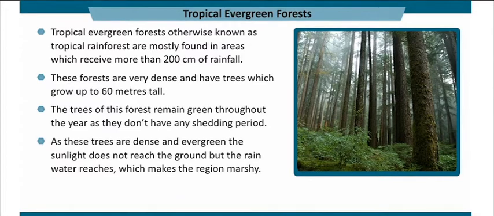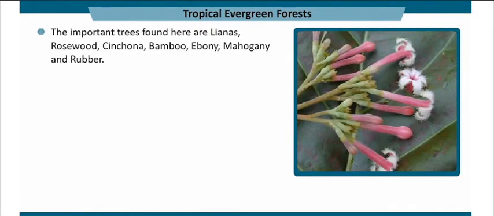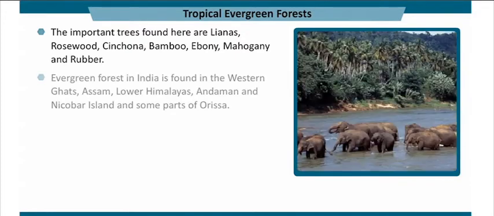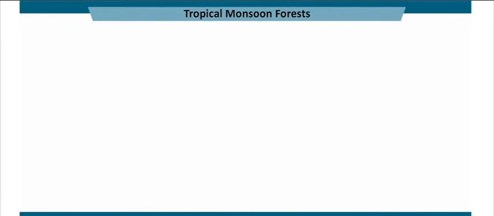As these trees are dense and evergreen, the sunlight does not reach the ground, but the rainwater reaches, which makes the region marshy. The important trees found here are lianas, rosewood, cinchona, bamboo, ebony, mahogany and rubber. Evergreen forest in India is found in the Western Ghats, Assam, Lower Himalayas, Andaman and Nicobar Islands and some parts of Orissa.